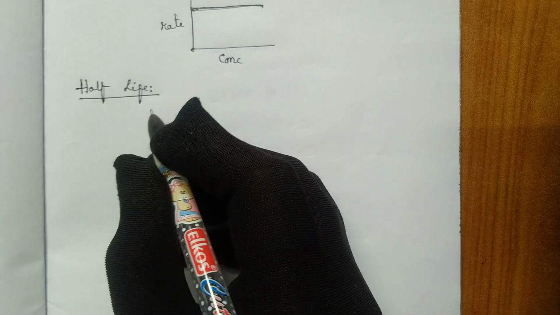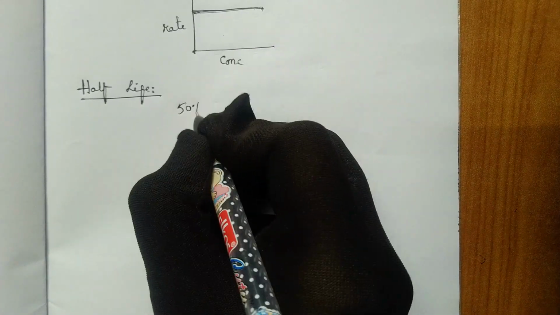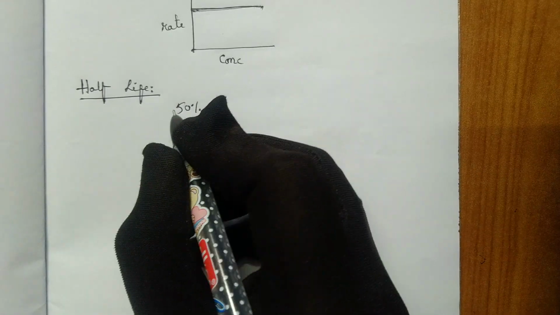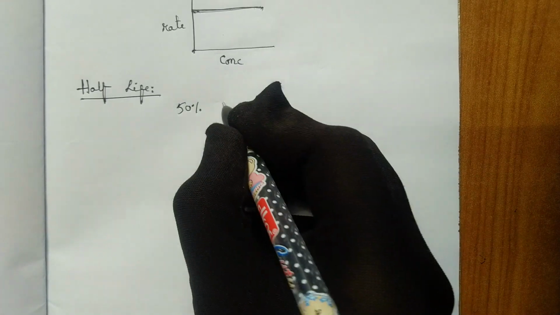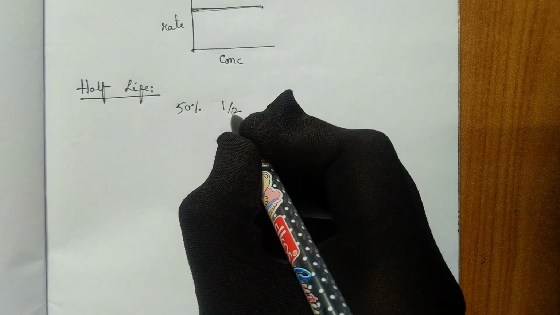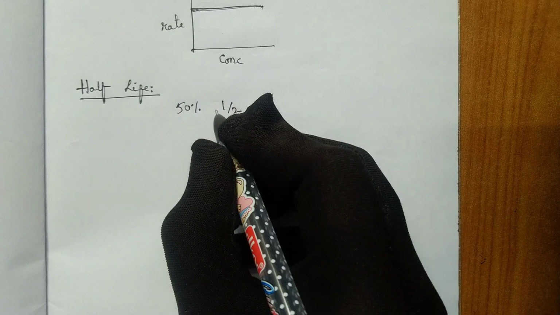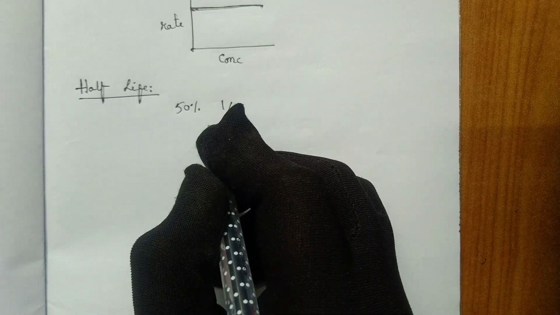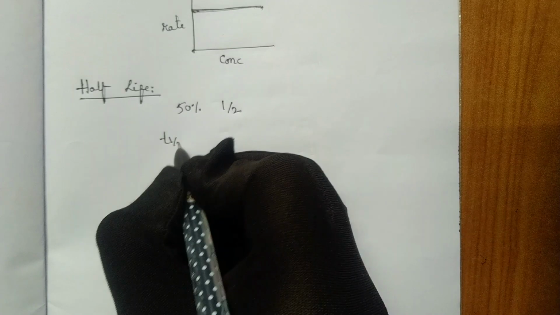Now let's see the half-life for a zero order reaction. First of all, I will tell you the meaning of half-life. Half-life means the time required for the completion of 50% of the reaction, or the time at which the concentration of reactant becomes half of its initial concentration. We denote half-life as t half.